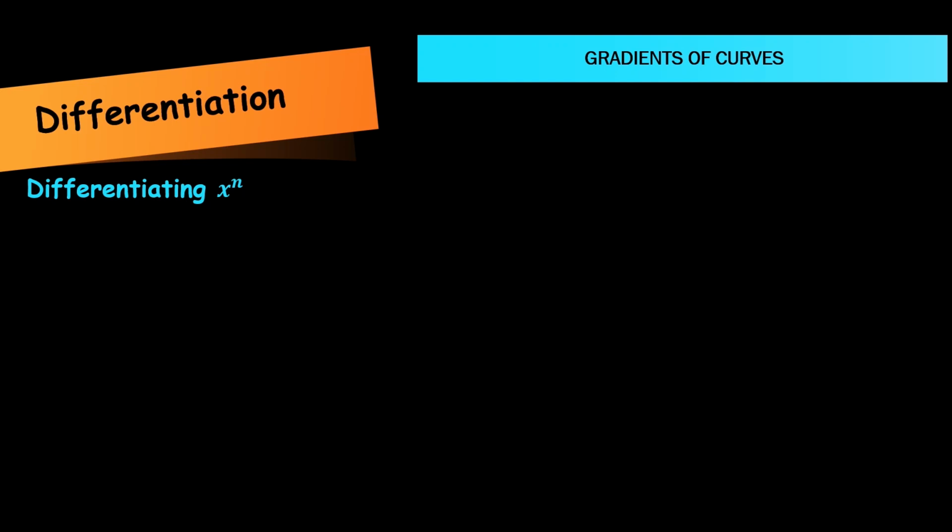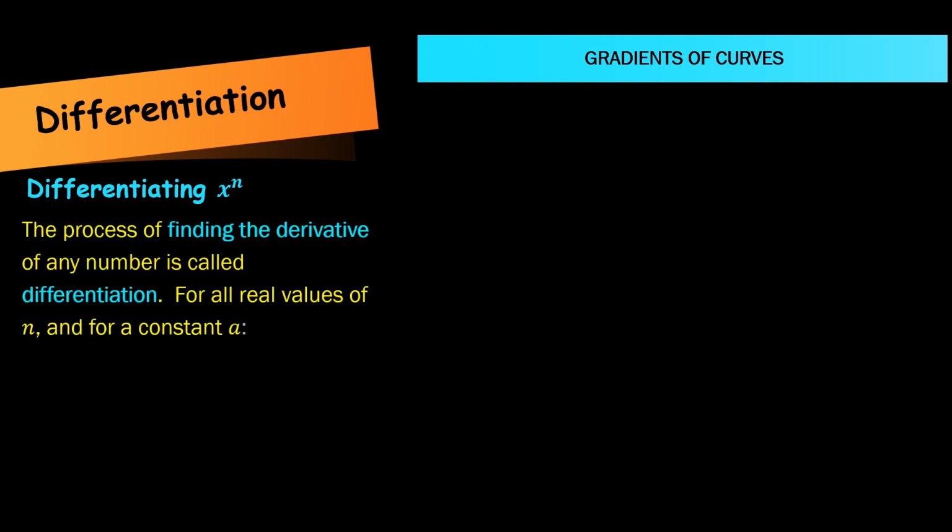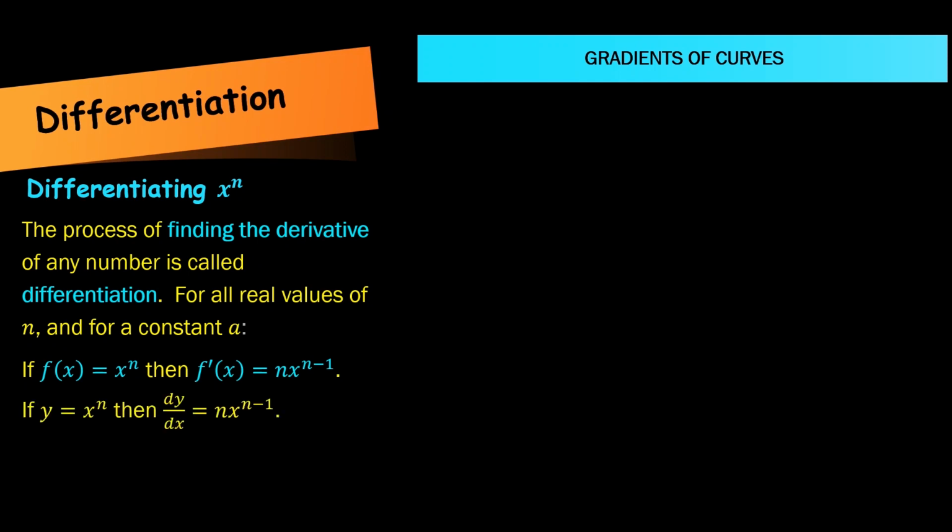The process of finding the derivative of any number is called differentiation. For all real values of n and for a constant a, we have that if f of x equals x to the power n, then f dash of x equals n times x to the power n minus 1. Or, using slightly different notation, if y equals x to the power n, then dy dx equals n times x to the power n minus 1.